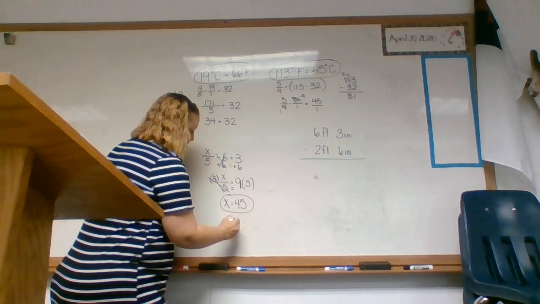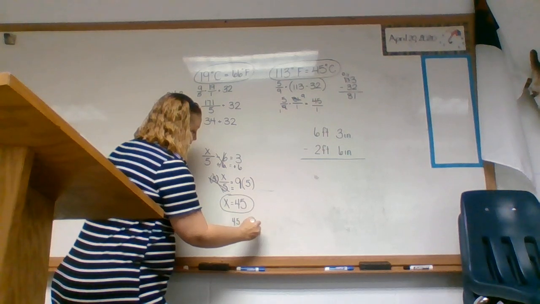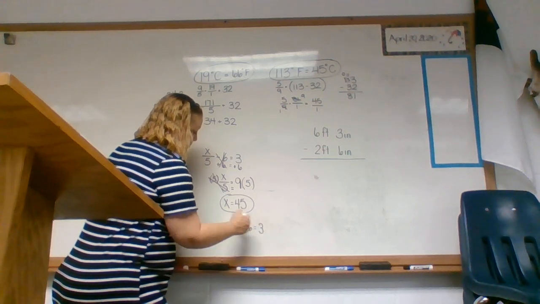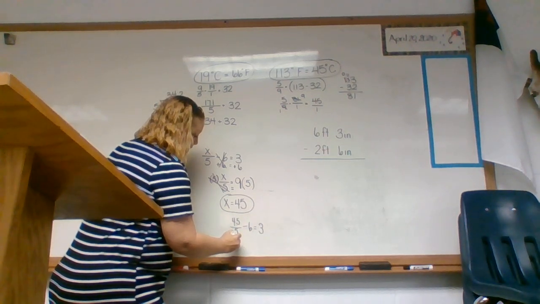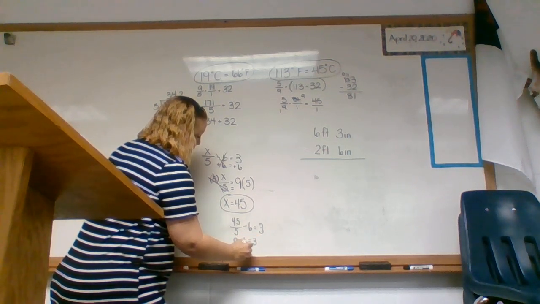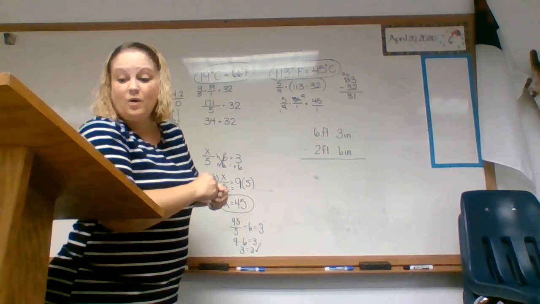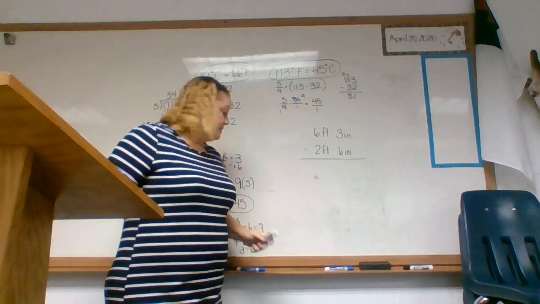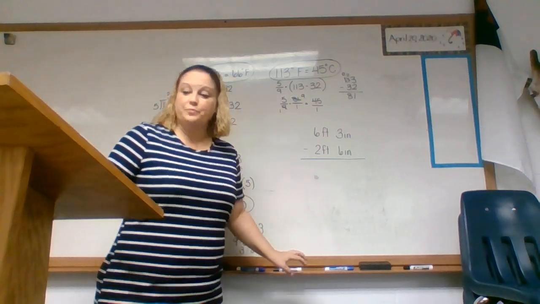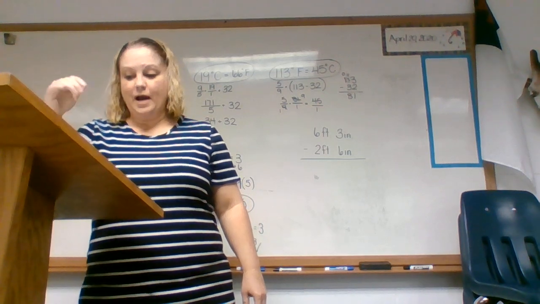So instead of x, I'm going to use 45 over 5 minus 6 equals 3. 45 over 5 is 9. 9 minus 6 equals 3. Well, I get 3, which equals 3, so it checks out. Go ahead and do A. This is one where we had to use a proportion, but you're still solving for x. Solve for x.